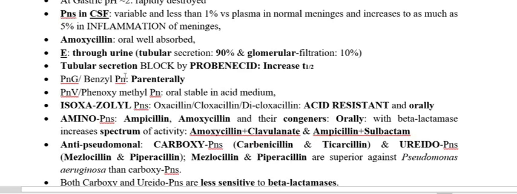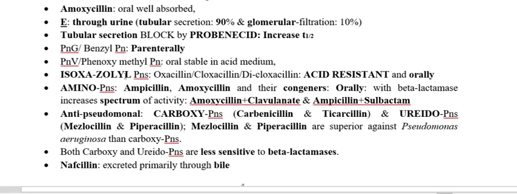Next important point is the excretion. Why is the excretion of this one important? Because the majority of penicillin, except a few like nafcillin, which is excreted through bile, is excreted out through the urine. And in this one, tubular secretion is maximal, about 90%. So 90% of the drug is excreted out through the urine by tubular secretion, and only 10% through the urine by glomerular filtration.